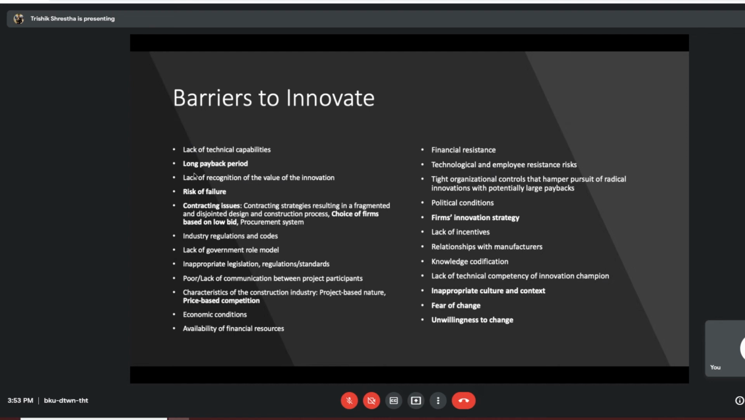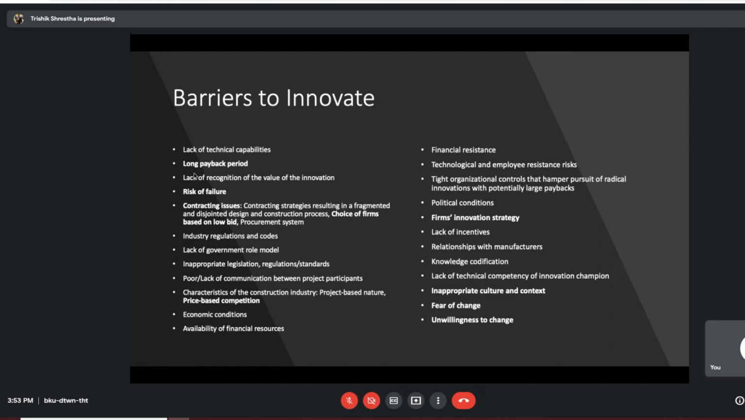So why not take that risk while trying to improve your operation, right? So the next one is contracting issues. Contracting strategies resulting in a fragmented and disjoint design and construction process. Choice of firms based on low bids.